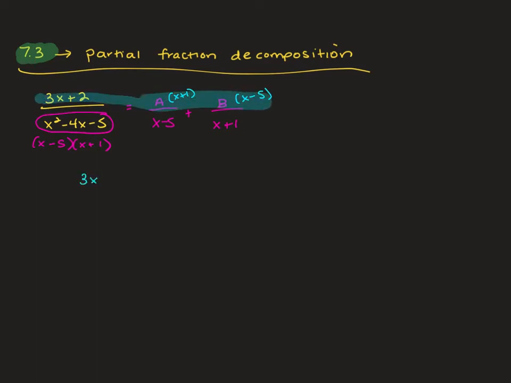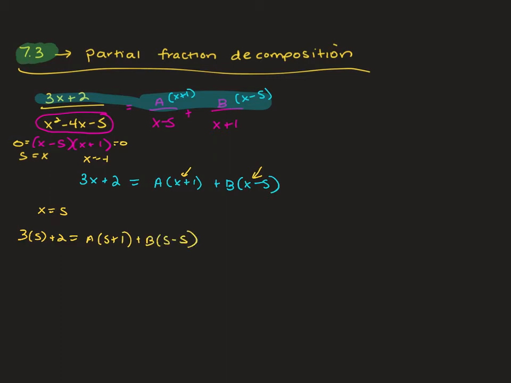Then we look at just our numerators here. So I'd get 3x plus 2 equals A(x plus 1) plus B(x minus 5). We want to figure out what's going to cancel each of these out. Set these to 0, and I get x equals 5 and x equals negative 1. So then I have to plug each of those in. If x is 5, then I'd get 3 times 5 plus 2 equals A(5 plus 1) plus B(5 minus 5). I get 15 plus 2, which is 17, equals A times 6. And then one of these should cancel out. This time it's the B. So I get 17 equals A times 6. Divide, and I get A is 17 over 6.